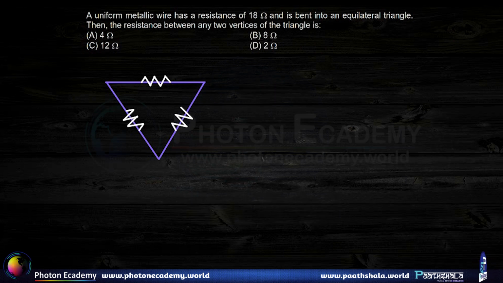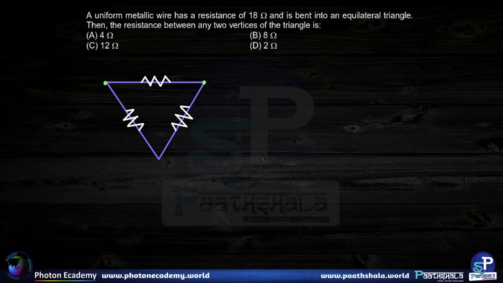Now what they are asking us to do is to calculate the resistance between any two points or any two vertices of the triangle. So let us say we are taking these two vertices. Alright, so herein we have got a 6 ohm resistor connected. Here also we have got 6 ohm and 6 ohm.